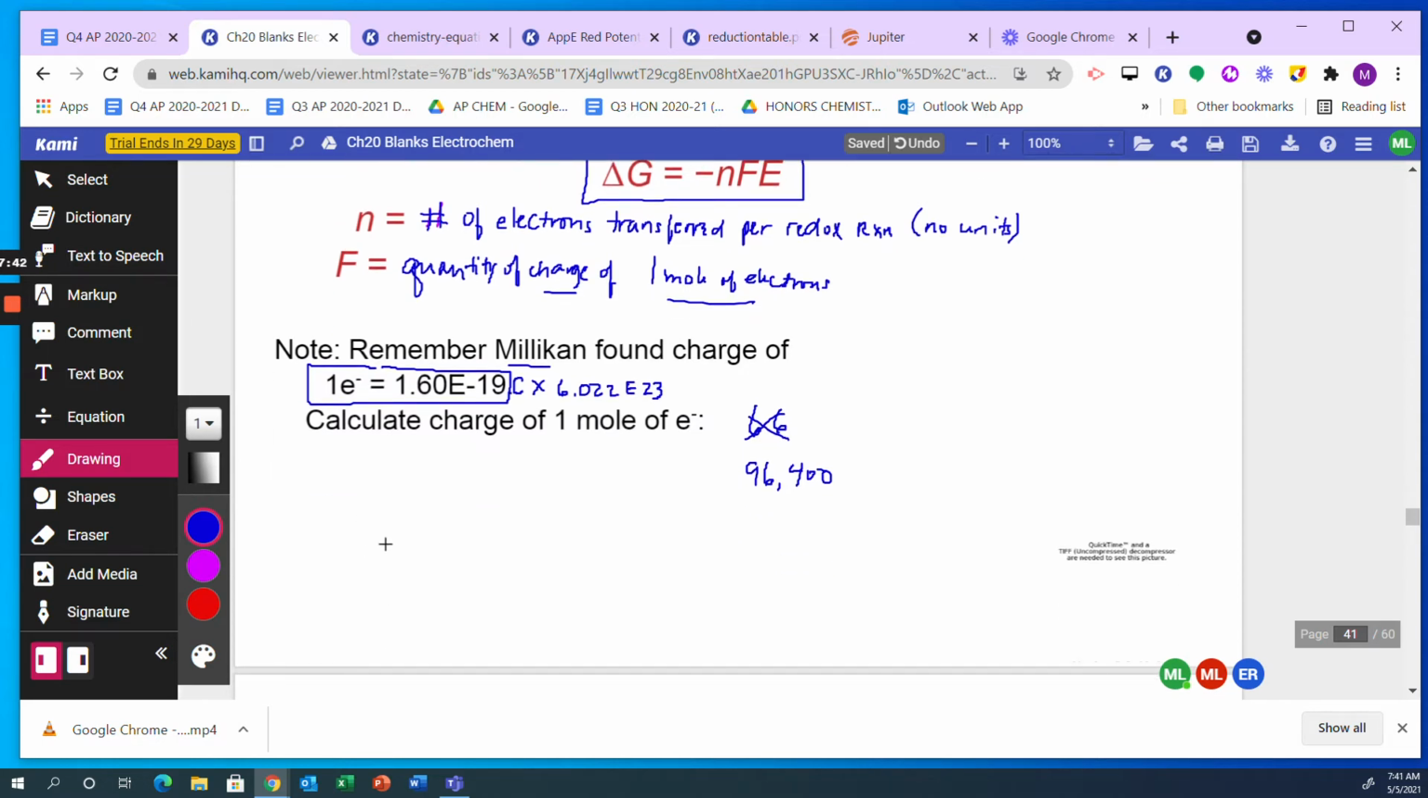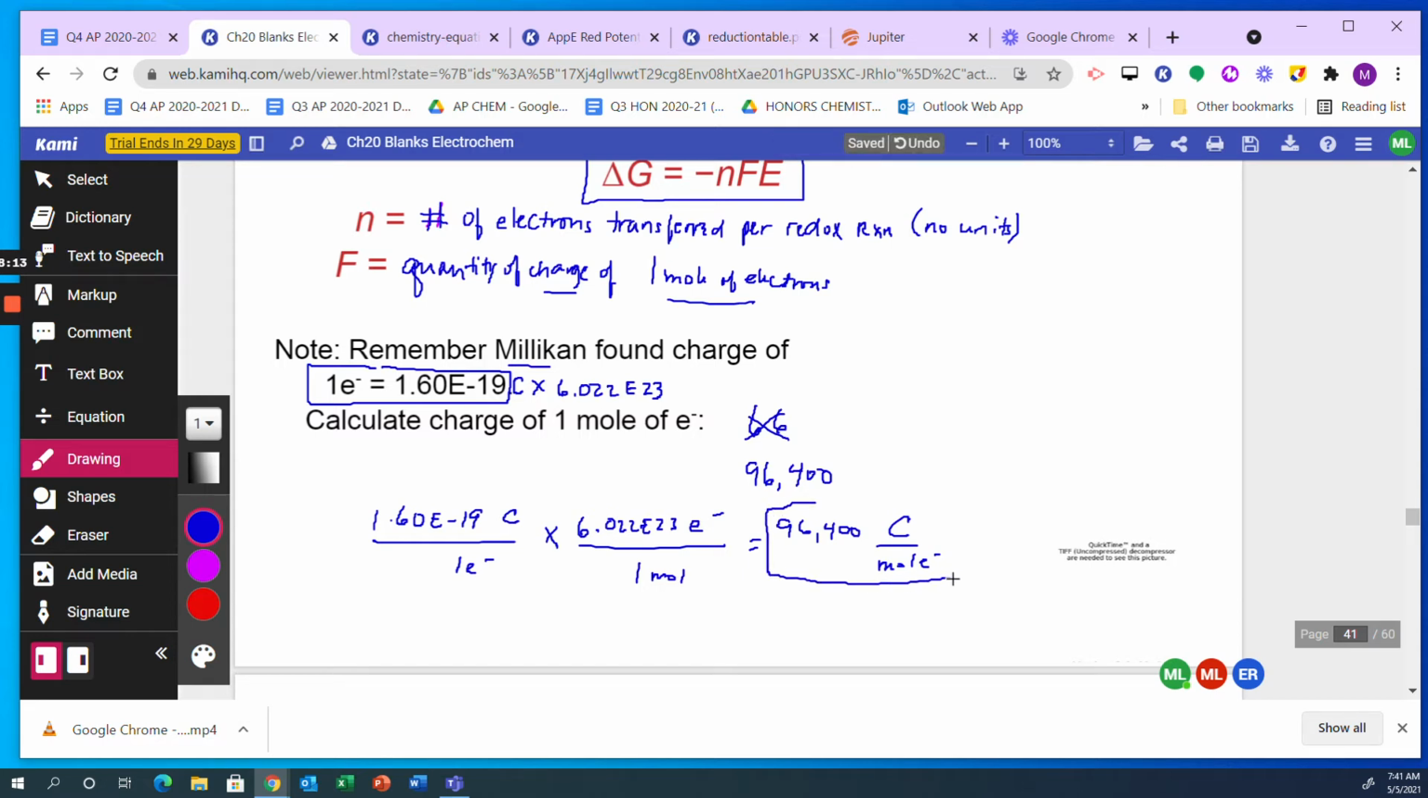Okay, so it is 1.60 E negative 19 coulombs for every 1 electron, and you have 6.022 E23 electrons inside 1 mole. So the unit would be 96,400 coulombs per mole of electrons.